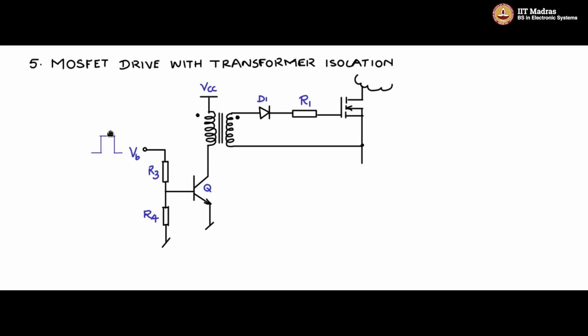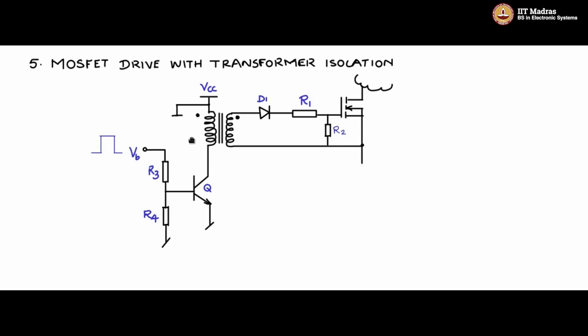Now when VB goes low, there will not be drive current through R3. Q is off, and here the dot end becomes negative, non-dot end becomes positive. The diode will be reverse biased and it will clip the waveform. However, the MOSFET has capacitance. There is no discharge path for the MOSFET capacitance, so it will not turn off. So you have to provide a discharge path for the MOSFET. Therefore we will put a resistance here, R2. Only then can the MOSFET turn off. There is a discharge path.